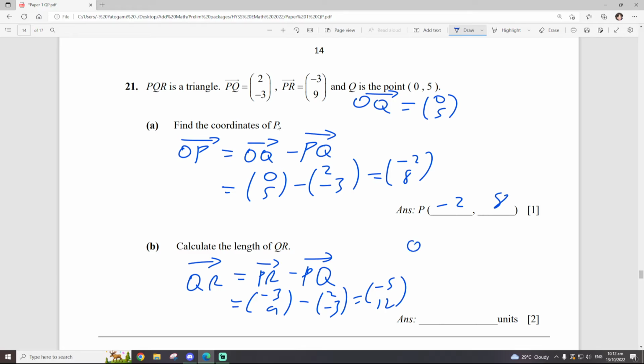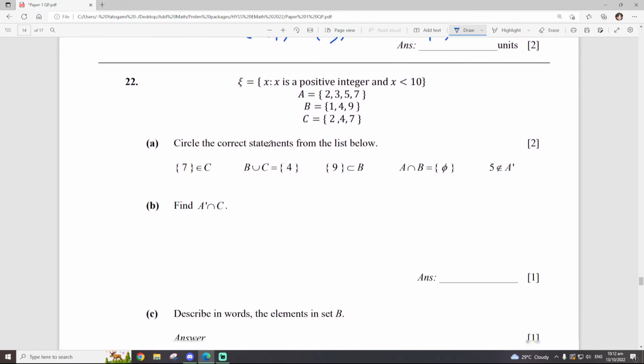Okay. So the magnitude of the vector QR is the square root of negative 5 squared plus 12 squared, which is the square root of 169, which is actually 13 exactly. Very nice. Okay.